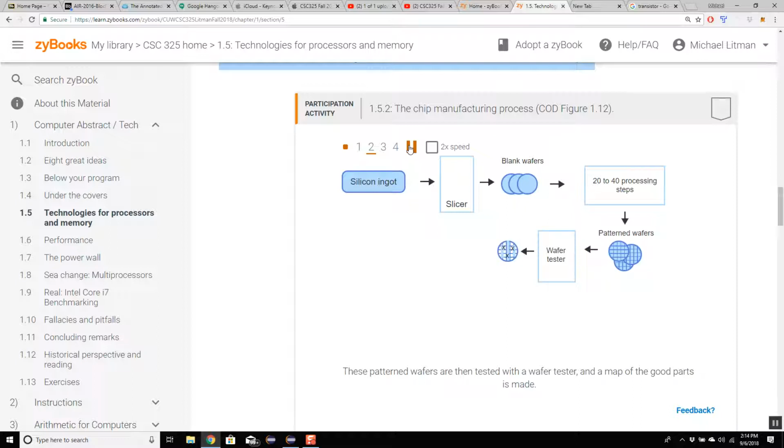All right, so now we're testing the integrity of the wafer itself. We haven't even started putting stuff onto it yet. So there is a point of failure that happens there.